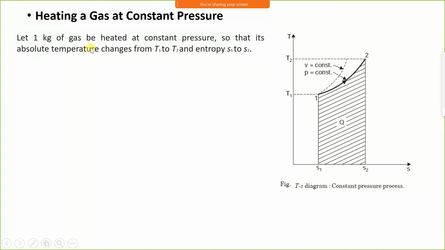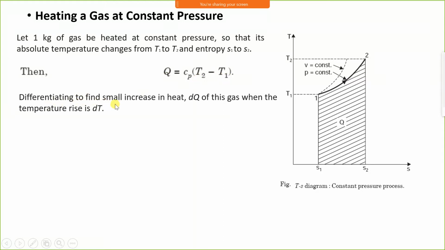Consider 1 kg of gas heated at constant pressure so that its absolute temperature changes from T1 to T2 and entropy changes from S1 to S2. Then heat transfer for a constant pressure process is with Cp. In a constant volume process it was Cv. Q is equal to Cp (T2 minus T1). Differentiating to find a small increase in heat, that is dq of this gas when the temperature rises by dT, in the form of a differential, dq is equal to Cp dT.